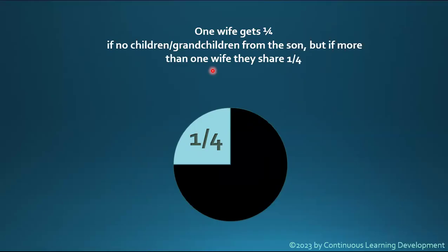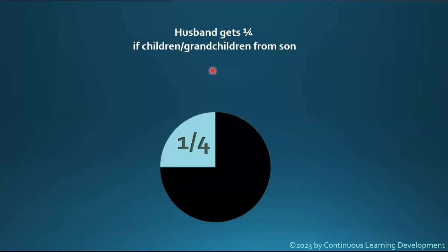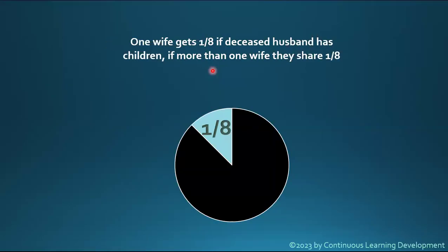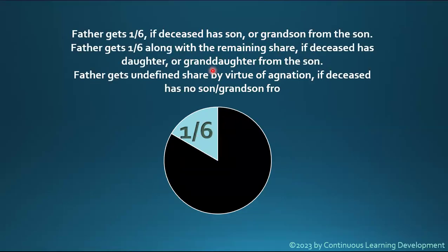or grandchildren. So it's similar to the male's share, but only if there are children or grandchildren, then the husband gets a fourth. Whereas in the wife's case, she gets a fourth if there are no children, grandchildren from the son. Okay, and if there is more than one wife, then they do share that fourth. One wife will get an eighth if the deceased husband has children, and if there are more than one, then they share that one eighth.